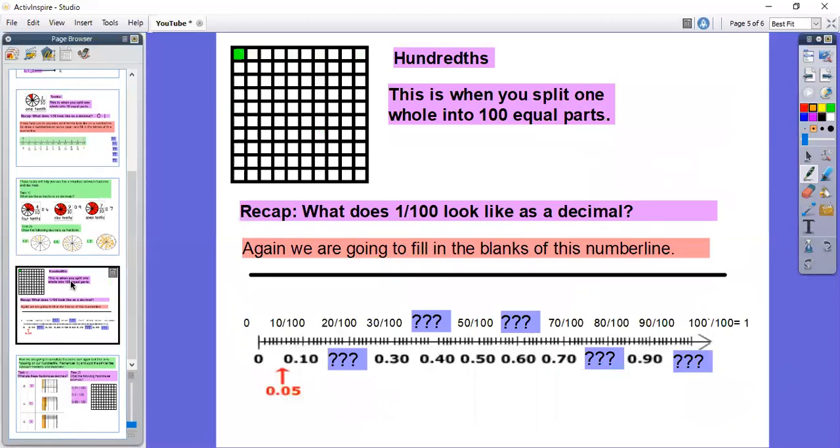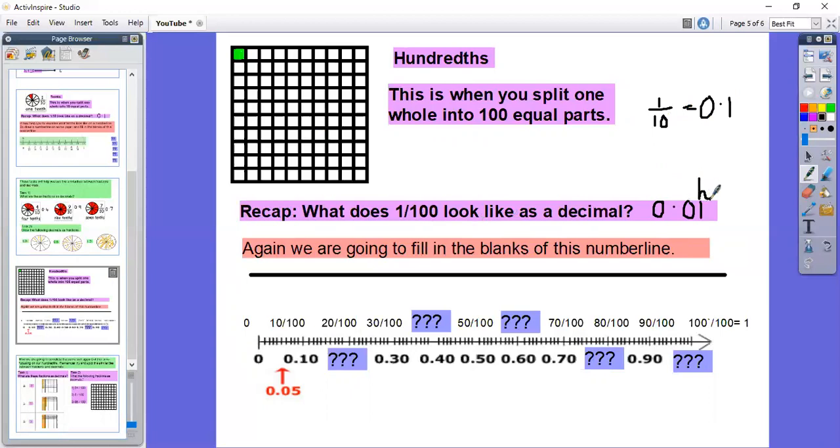Okay, so that's what a whole would look like, the whole shape. Okay, then moving on to hundredths. So hundredths are when you split one whole into 100 tiny, tiny little parts. And here I've shaded in 1, which shows my fraction is 1 out of 100. Now have a think, what would 1 hundredth look like as a decimal? We know that 1 tenth is 0.1. So what would 1 hundredth look like? It would be 0.01. Because in my hundredths, I haven't got any ones, I haven't got any tenths just yet, but I have got 1 hundredth. So be very careful there.